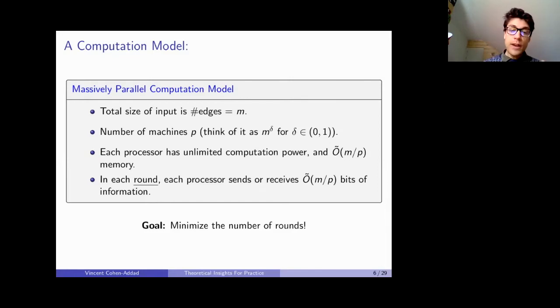And in each round, each processor sends or receives M over P bits of information with any of the other machines. There is no topology in the communication. We don't care. It's a clique, if you want. You can exchange all information with all machines. And the thing we would like to minimize here is the number of communication rounds. So if you can solve the problem communicating very little information, that's great. If you can't, then that's a problem in practice because you have to make many rounds.